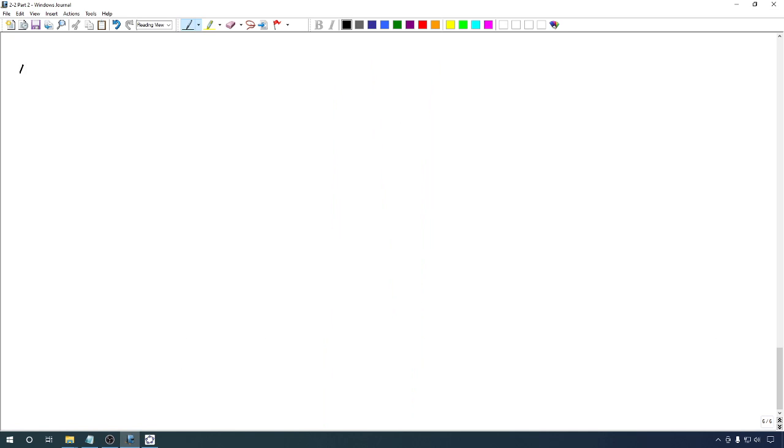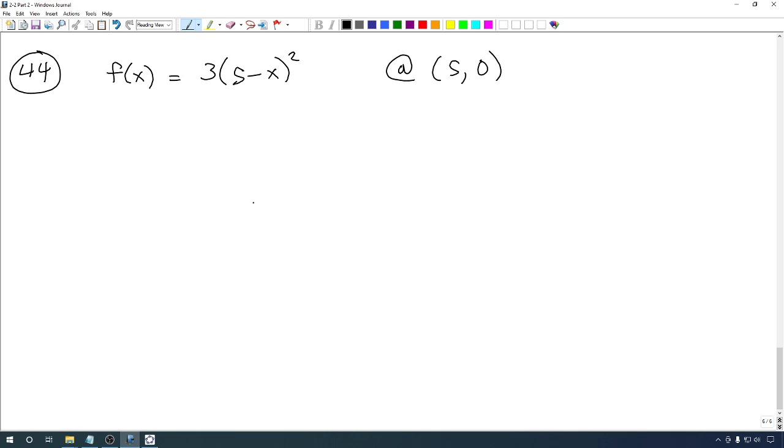Moving on to problem 44. This time our function is 3 times the quantity 5 minus x squared. This is in the same category of what we did in the last one. They're going to give us a point of 5, 0. They're claiming that's a point on our curve, and we want to find the tangent line, or at least talk about the slope and all that, at that point.